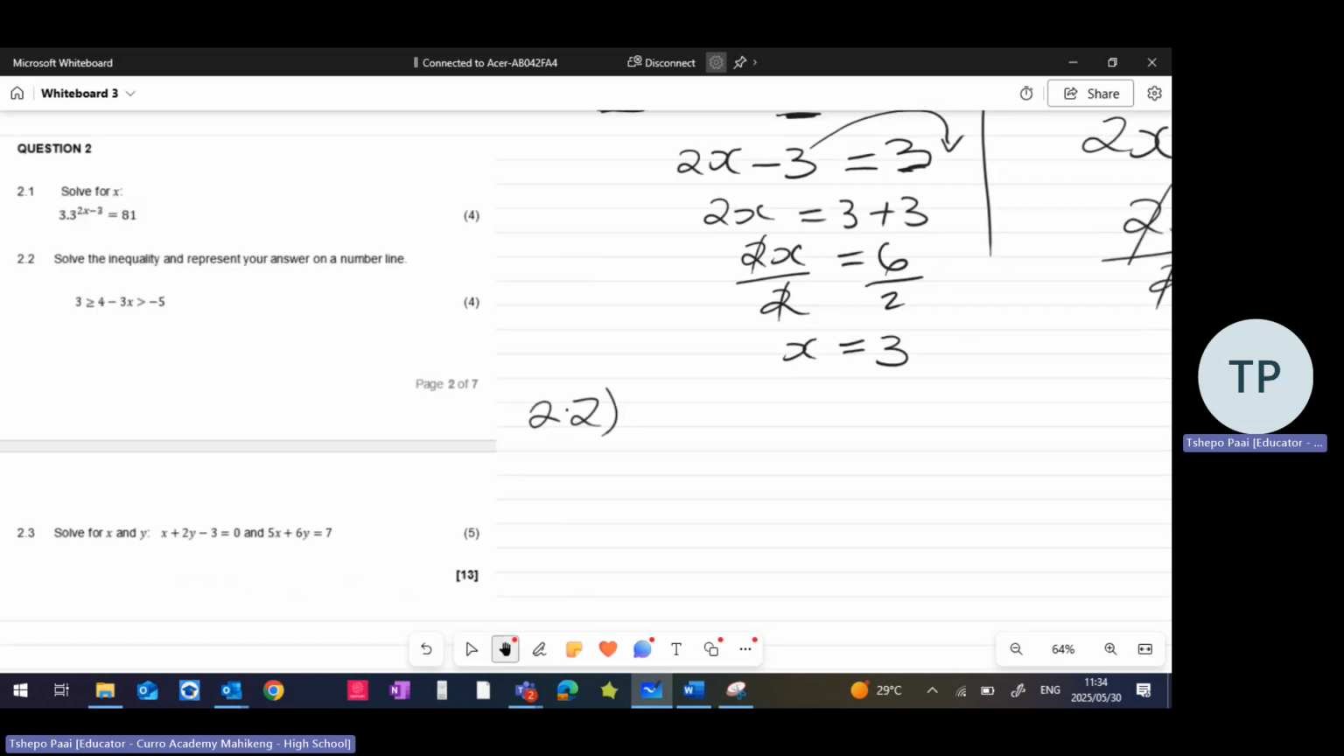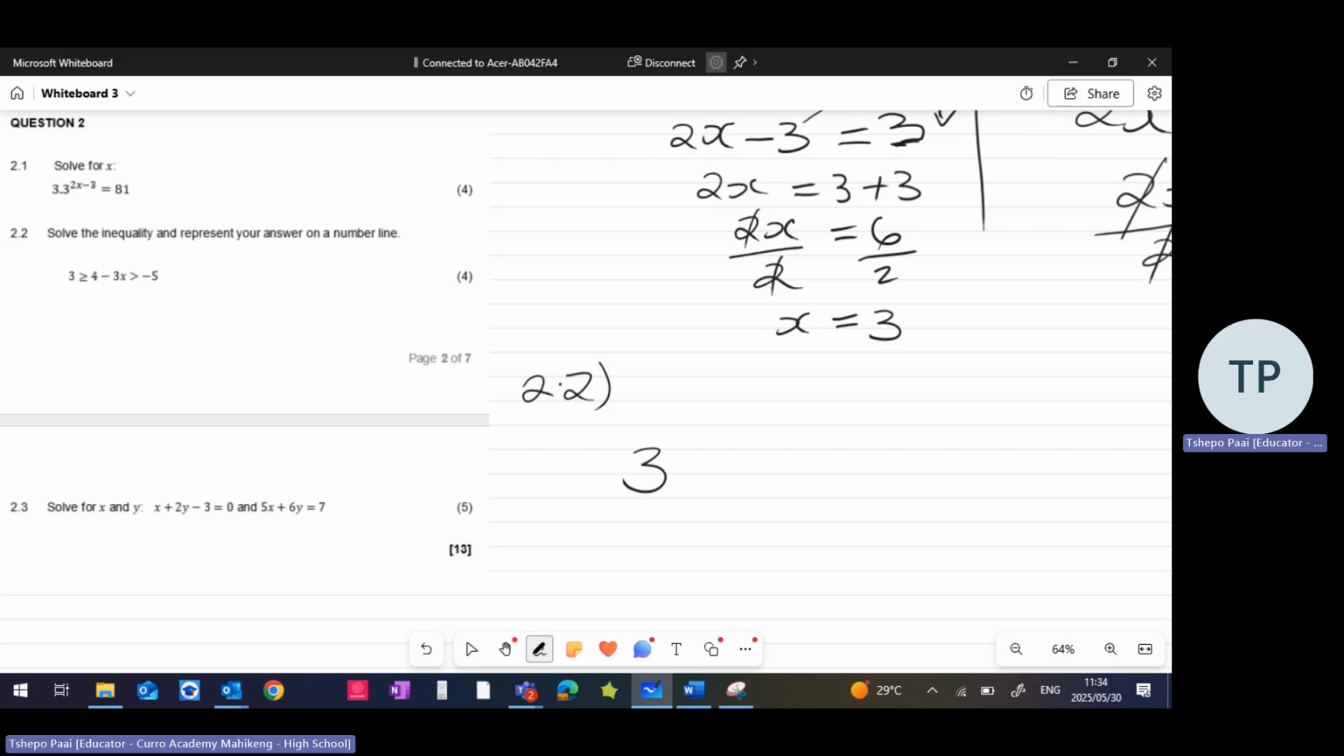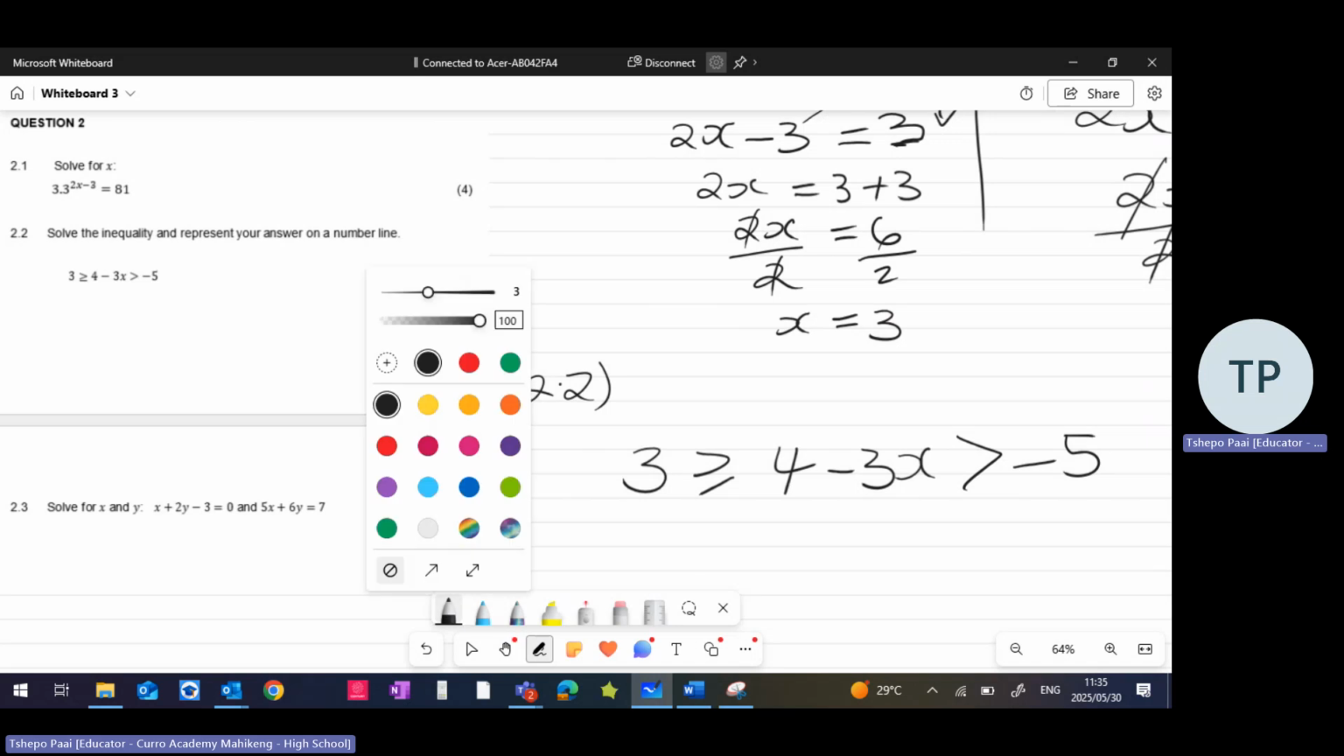Okay, let us look at our inequality that is given there. Here we are given that 4 minus 3x is less than 3, but greater than minus 5. Step by step. What will I do? The first thing that you must do here is to get rid of that 4. Because I'm solving for x, I must look at it from the middle where there is x. The easiest way will be to get rid of 4.